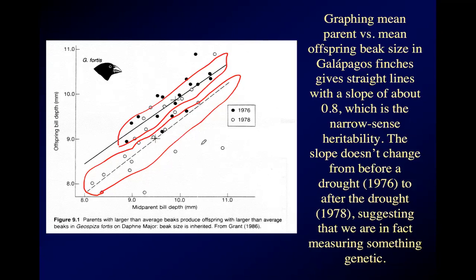And the fact that the line shifts means that because this trait is under strong genetic control, it has a high narrow sense heritability, and selection can affect the trait quite a bit. Beak size responds to natural selection, because that's what it did when the drought hit.